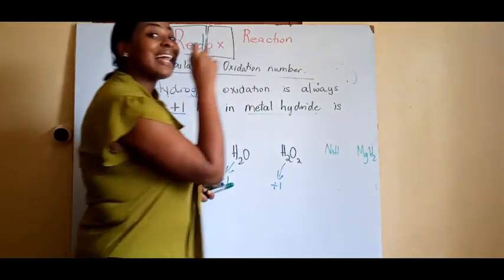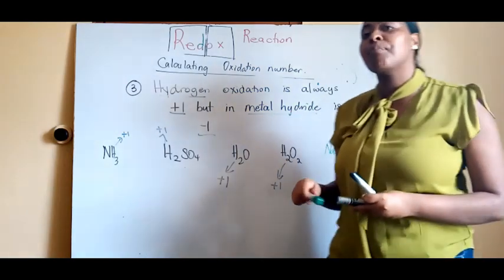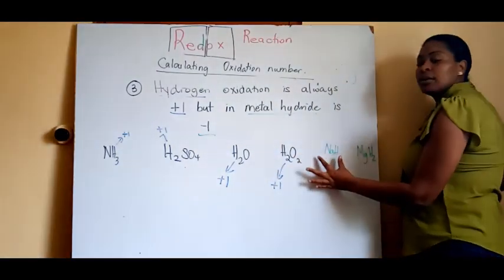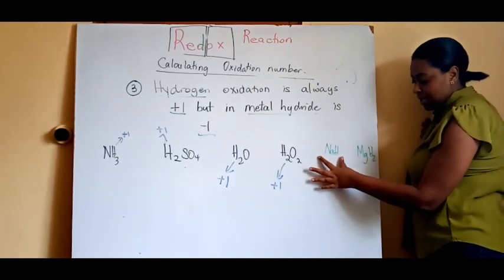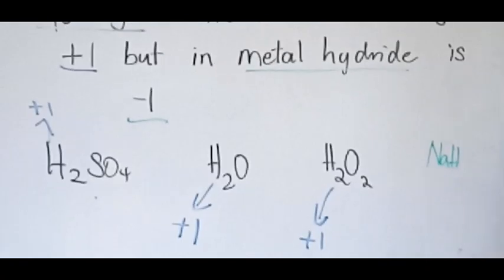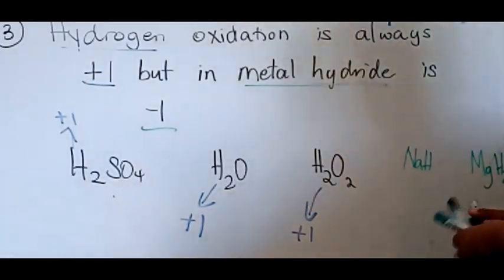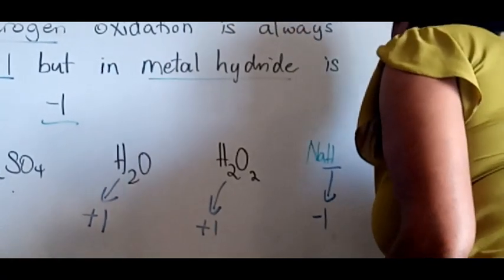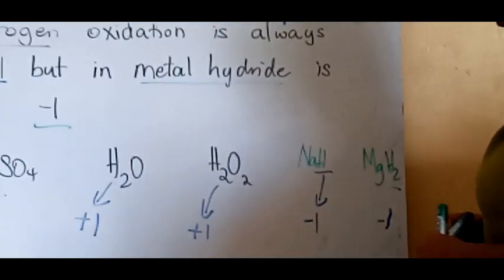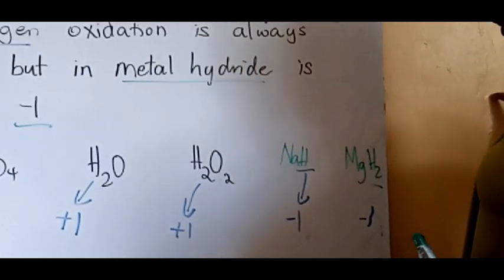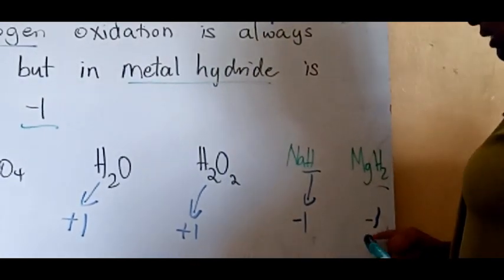However, in metal hydride, where hydrogen is bonded only to one metal, so it's only hydrogen and the metal, sodium and hydrogen, magnesium and hydrogen, in all of these cases, the oxidation number of hydrogen is negative 1. So when hydrogen is combined with a metal, its oxidation number is going to be negative.